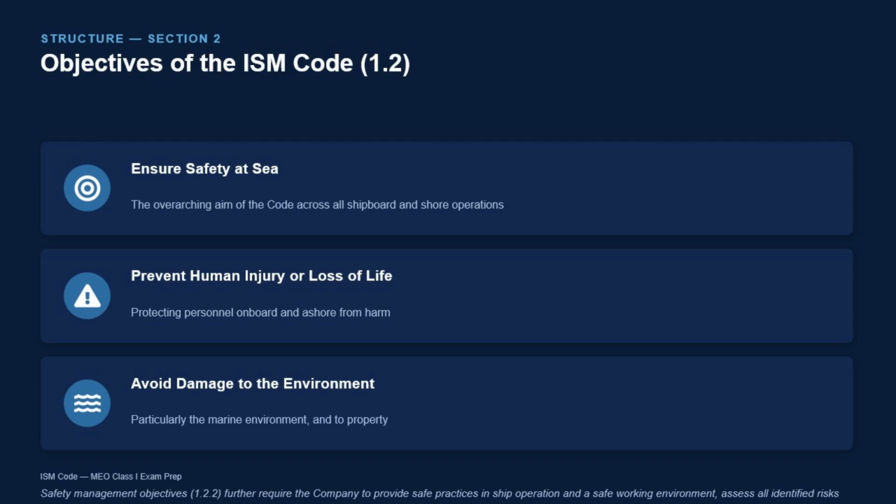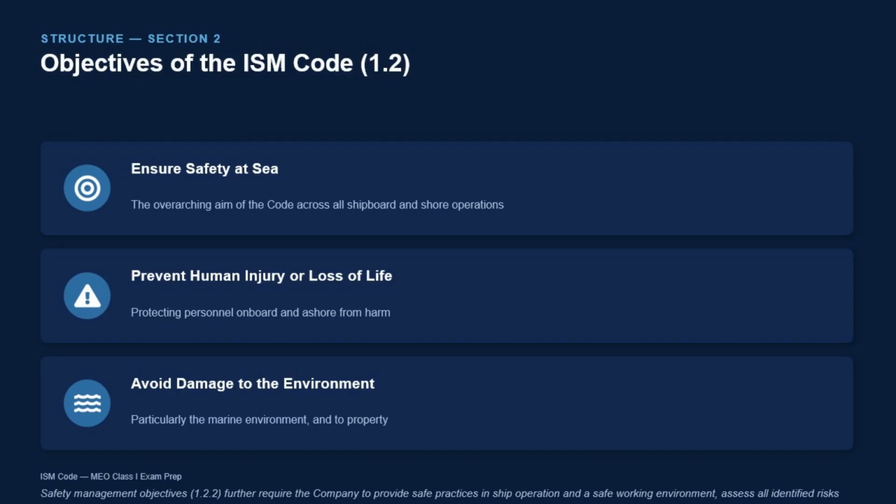Slide 9. Objectives of the ISM Code. The objectives of the ISM Code are clearly stated in Section 1.2. The primary objective is to ensure safety at sea. Another objective is to prevent human injury and loss of life. The Code also aims to avoid damage to the environment, especially the marine environment, and to protect property.